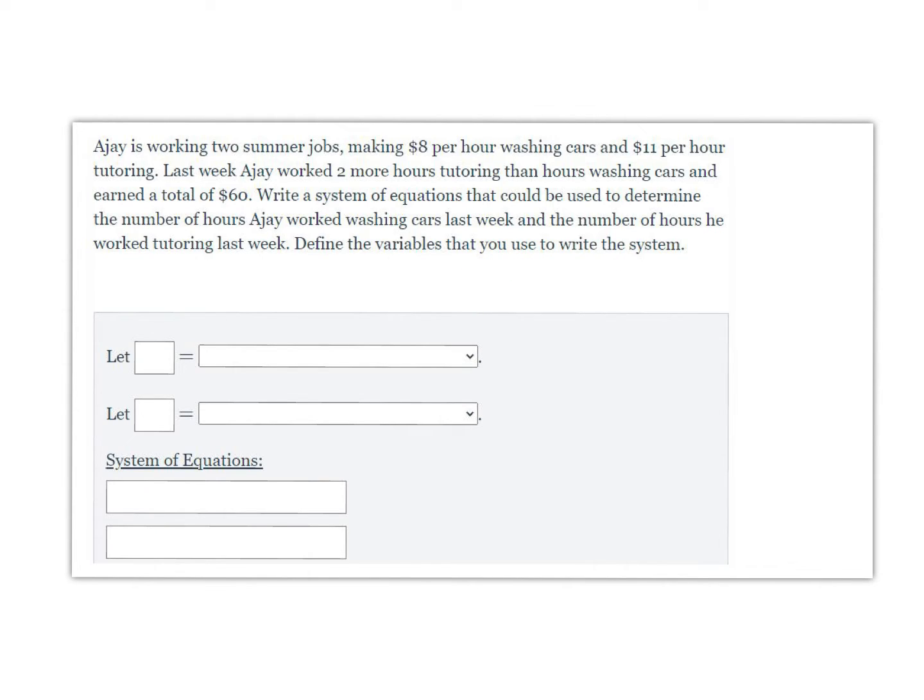Okay, so first thing, let's define our variables. We're going to go ahead and use C and T, a capital T for tutoring, okay? So the C is going to be the number of hours tutoring, okay? So let's just go ahead and write that in. C will be the number of hours, not tutoring, but washing cars. Number of hours washing cars.